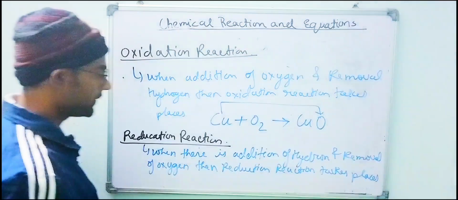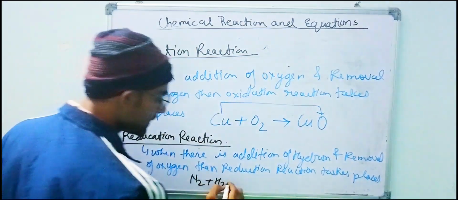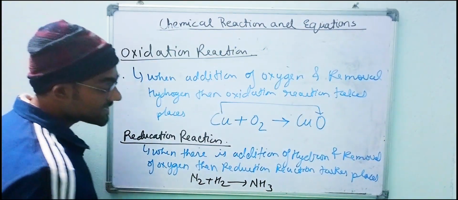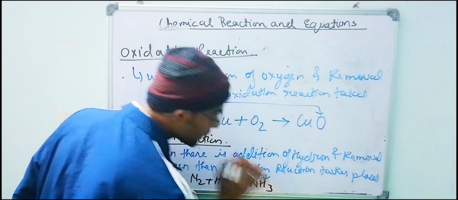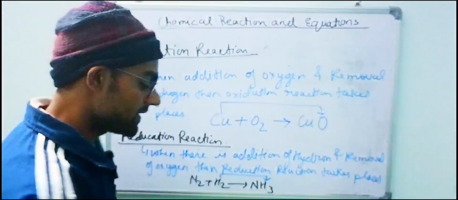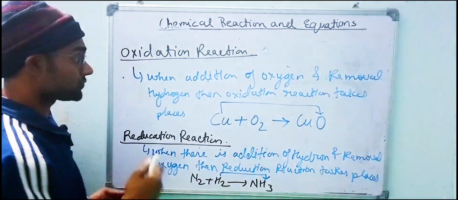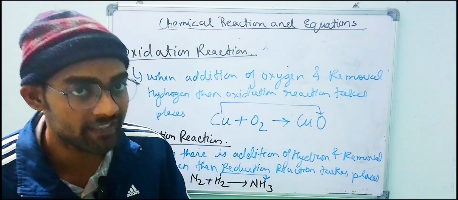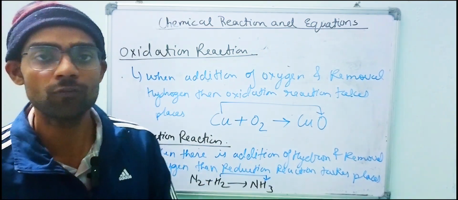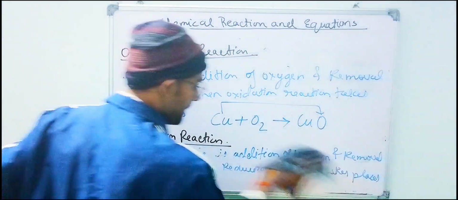For example, suppose nitrogen reacts with hydrogen, then it will form NH3. Here there is addition of hydrogen, so it is a reduction reaction. So this is basically about oxidation and reduction reactions: in an oxidation reaction there is addition of oxygen and removal of hydrogen, and in a reduction reaction there is addition of hydrogen and removal of oxygen. And now we will discuss what a redox reaction is.